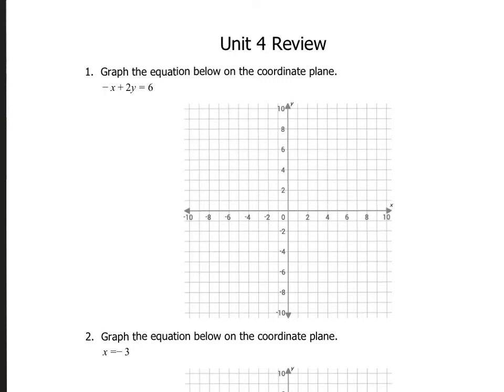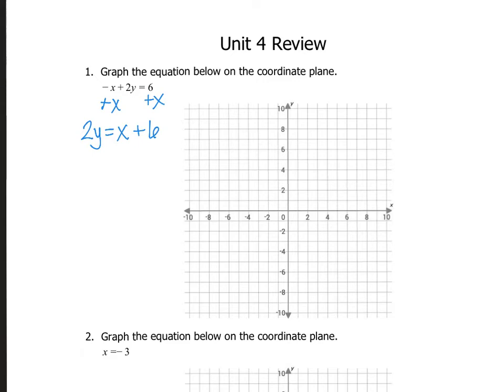Hi guys, in this video I'm going to be going over the Unit 4 review document. So let's go ahead and start with number 1. Number 1 is not in slope-intercept form. So that's the first thing I need to do, is move a few things around to get it in slope-intercept form. So I'm first going to move my x over to the right-hand side. So now I have 2y equals positive x plus 6.